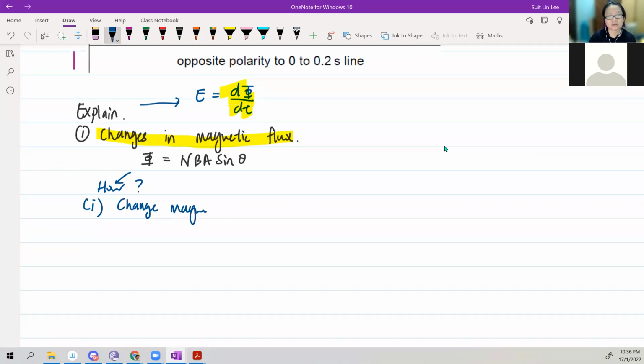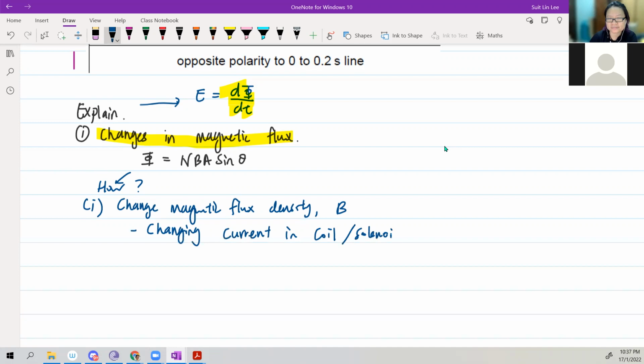So change B, magnetic flux density. How? Normally, we do it by changing current in a coil or a solenoid. Sometimes they don't really specify, but there was one particular past year where they specified. So you should just know there's a coil that I changed the current, and because I changed the current in the coil, I changed magnetic flux.